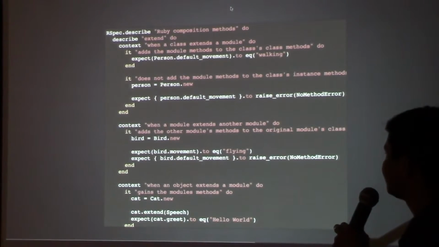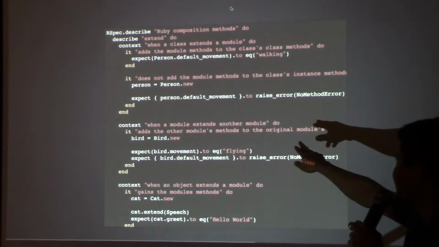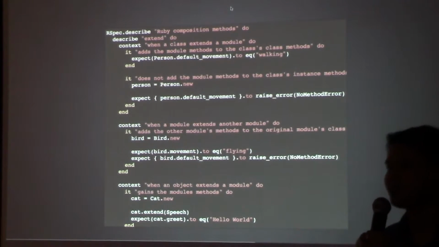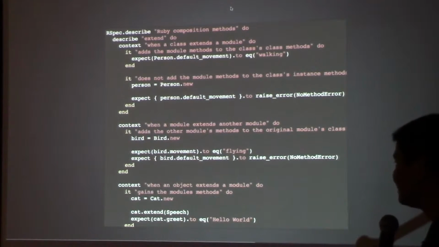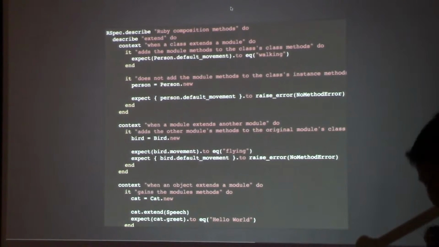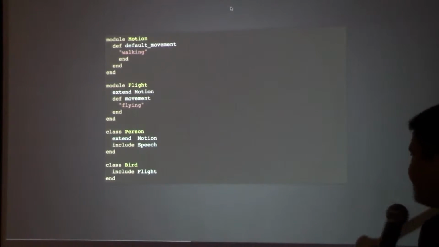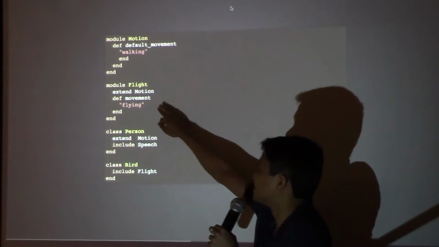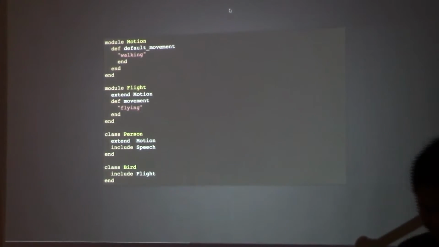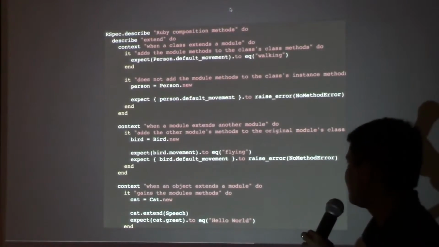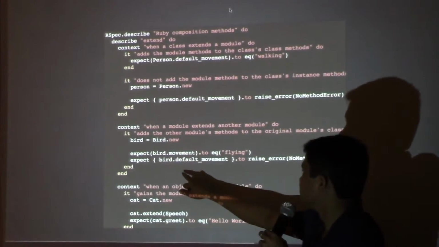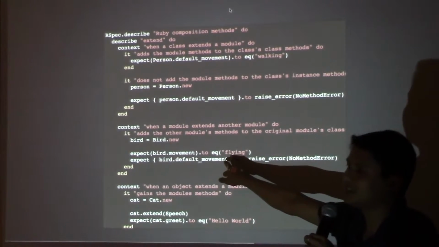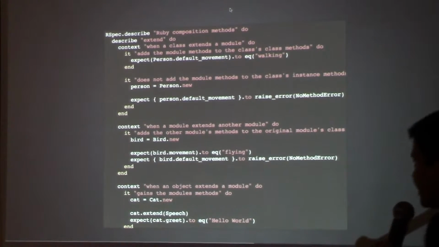Okay, so next. When a module extends another module, it adds the other module's methods to the original module's class. Okay, so that's a mouthful. So let's go back to the definition of Bird. Bird includes Flight, and Flight extends Motion. So when we do bird equals Bird.new, bird.movement is equal to flying. So how did that happen?